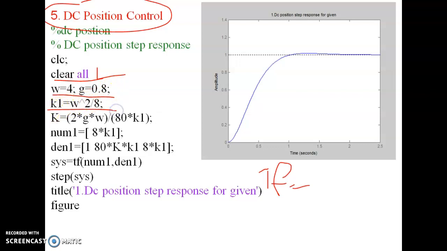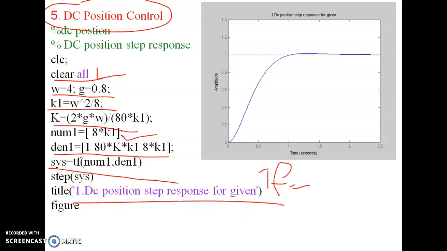So k1 is given by the equations that will be discussed in the theoretical part. Then k equal to 2 zeta omega by tk1. The numerator is only a constant, and the denominator is s square, s and a constant coefficient. System is equal to transfer function. Then obtain the step response of DC position control. So this is the step response curve which is obtained for the DC position.